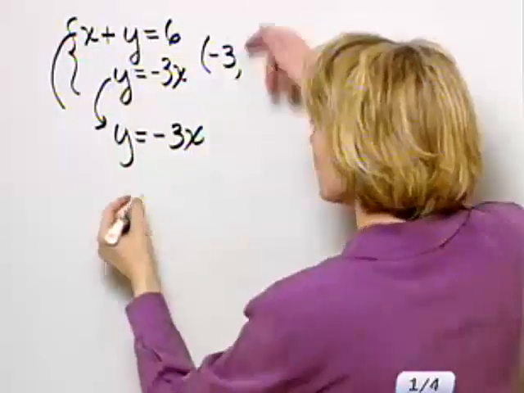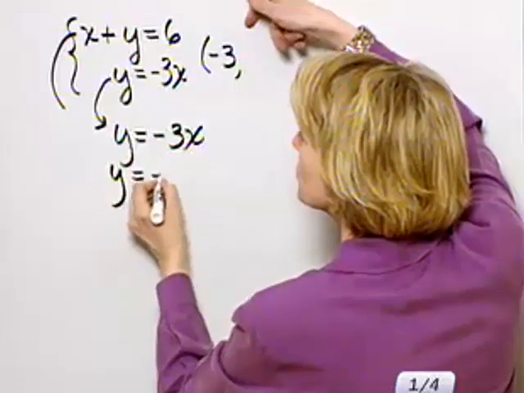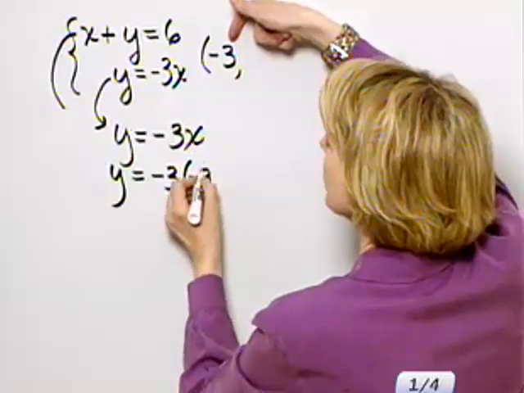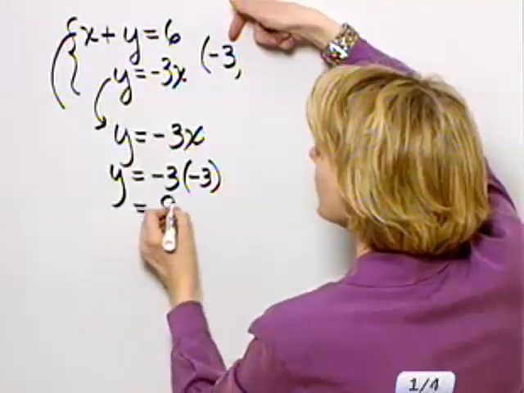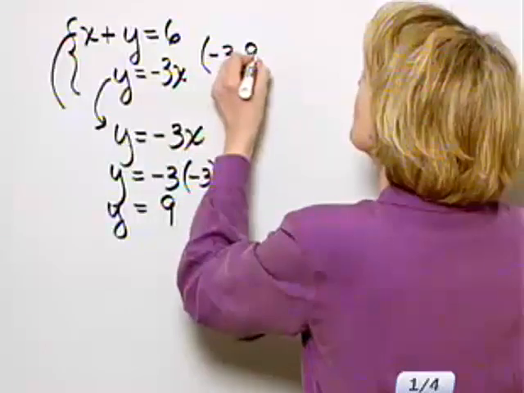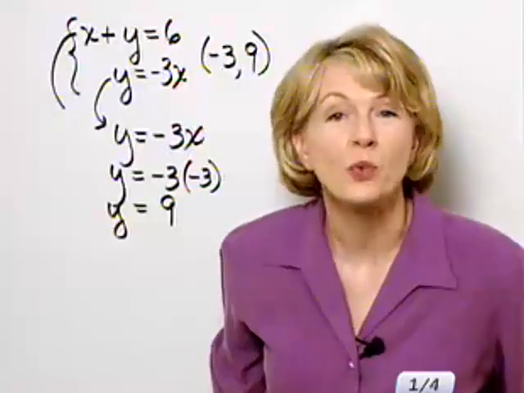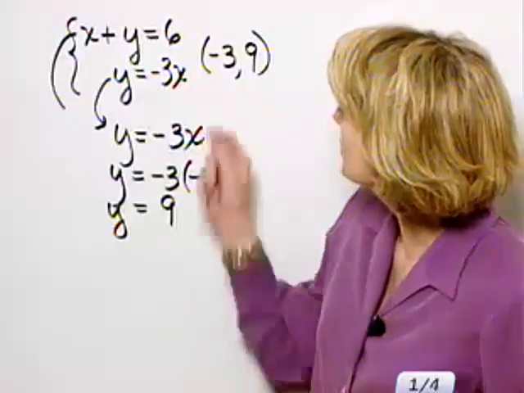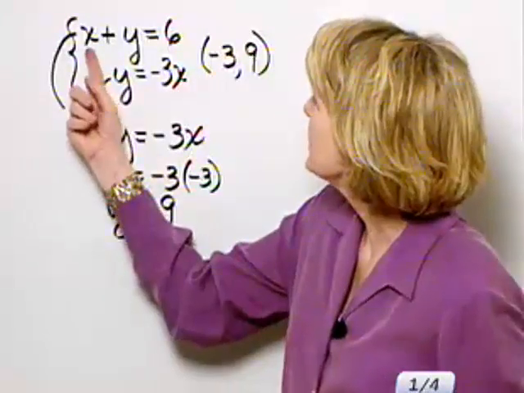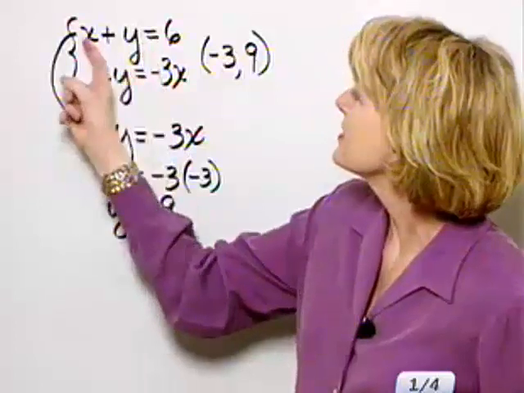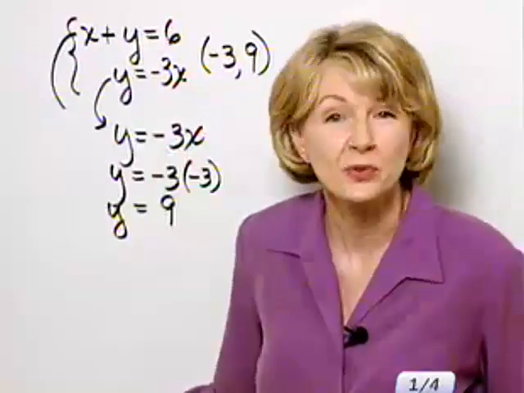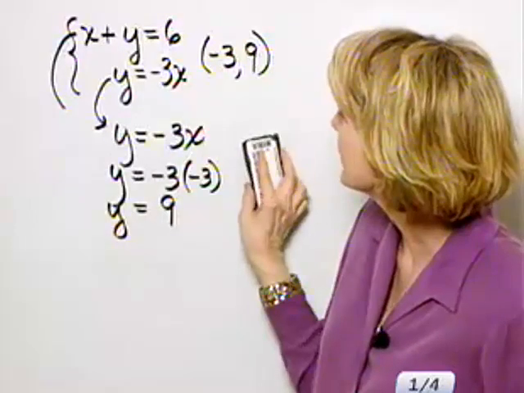If x is negative 3, y equals negative 3 times negative 3, and y equals positive 9. So this system has one solution. The solution is the ordered pair negative 3, 9. How can you check? Let x be negative 3, let y be 9, see if a true statement results there, and also see if a true statement results in the second equation.